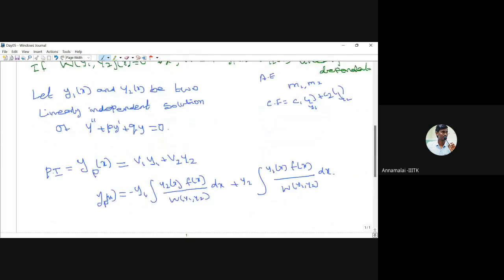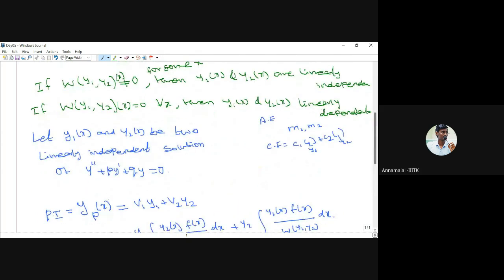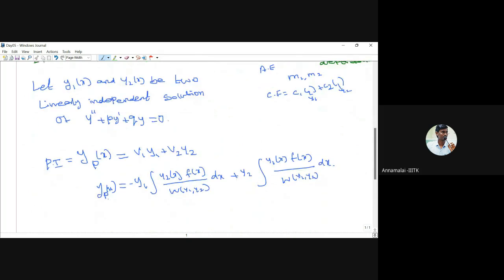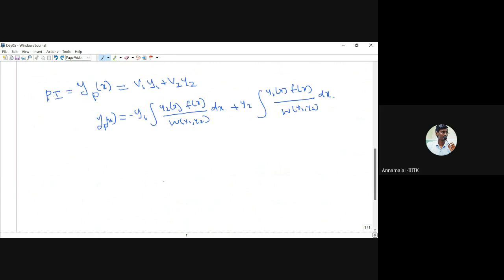So we can easily find y1, y2, because it is a constant coefficient equation. We can easily write the auxiliary equation, and from the auxiliary equation you can find y1, y2. Then just substitute the values here. You have to find the Wronskian of y1, y2, substitute everything and then integrate. You will get the particular integral. Okay. Maybe I solve one problem quickly.